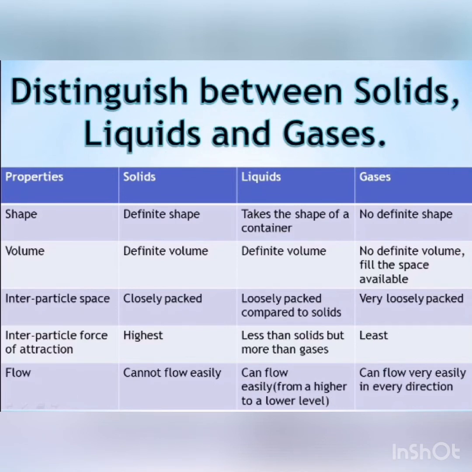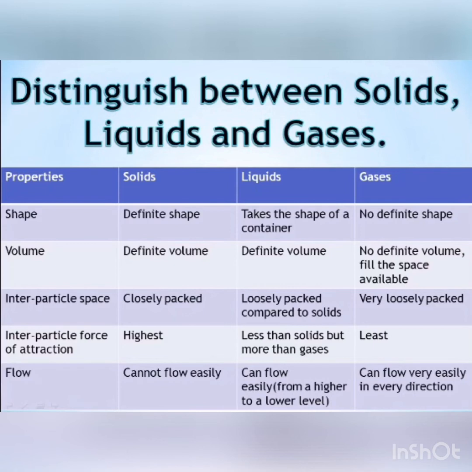The third property is interparticle space. In solids, it is closely packed. In liquids, it is loosely packed compared to the solids, and in gases, it is very loosely packed compared to solids as well as liquids. The fourth property is interparticle force of attraction. In solids, the interparticle force of attraction is highest. In liquids, it is less than solids but more than gases. In gases, it is least.